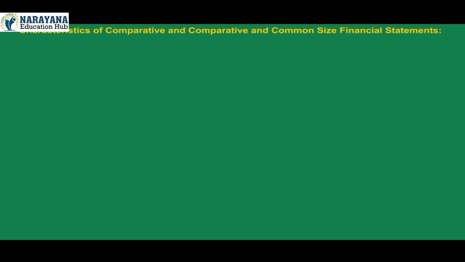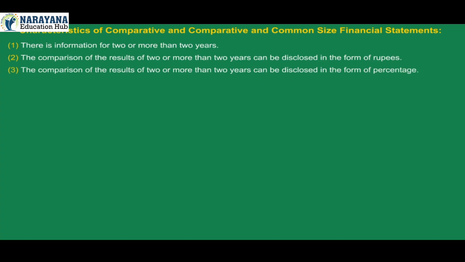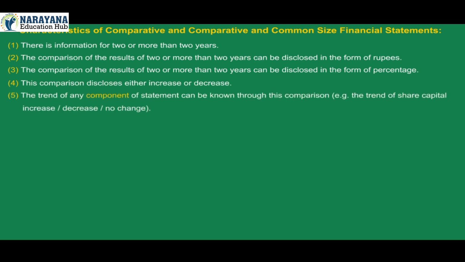Characteristics of comparative and common size financial statements. 1. There is information for 2 or more than 2 years. 2. The comparison of the results of 2 or more than 2 years can be disclosed in the form of rupees. 3. The comparison of the results of 2 or more than 2 years can be disclosed in the form of percentage. 4. This comparison discloses either increase or decrease. 5. The trend of any component of the statement can be known through this comparison. Example, the trend of share capital: increase, decrease or no change.